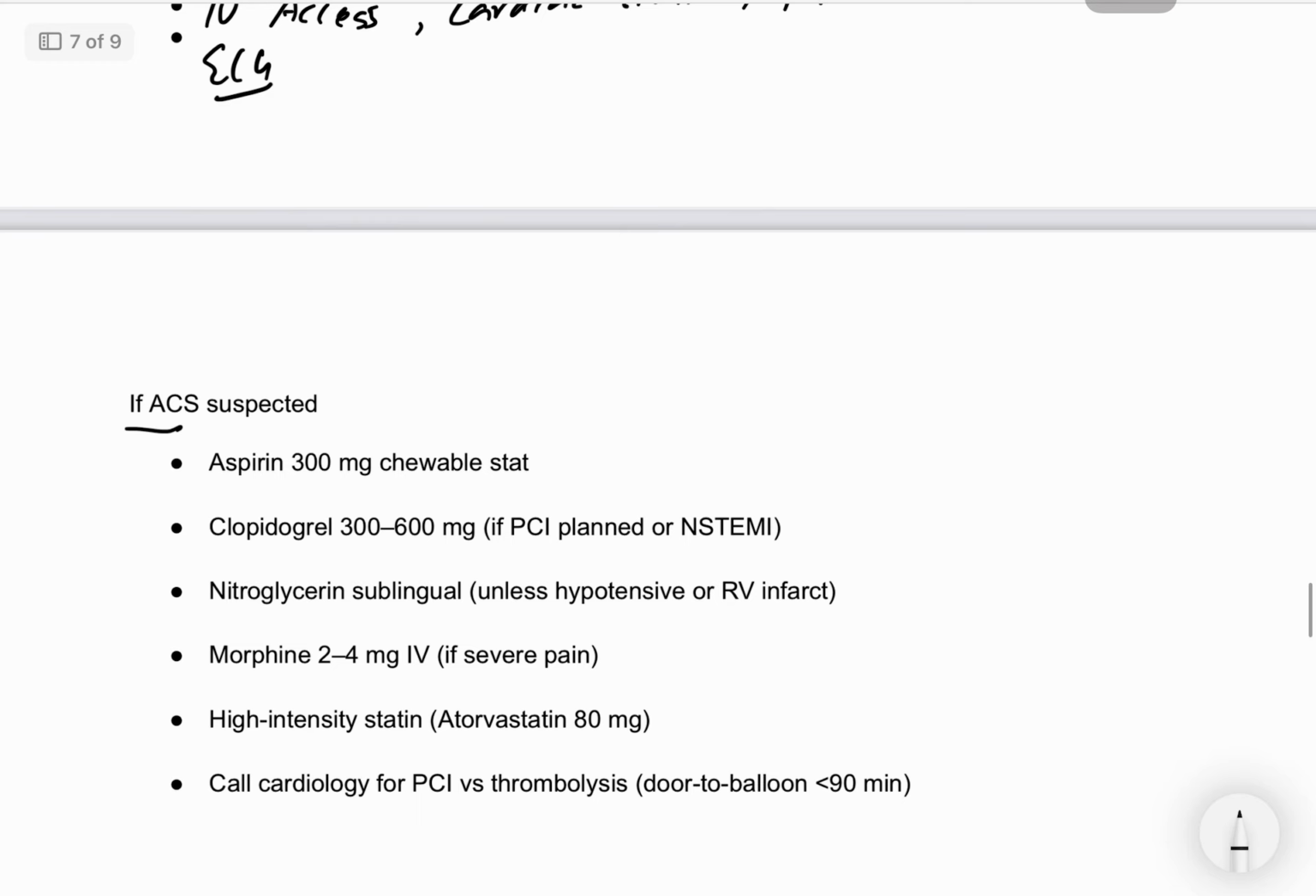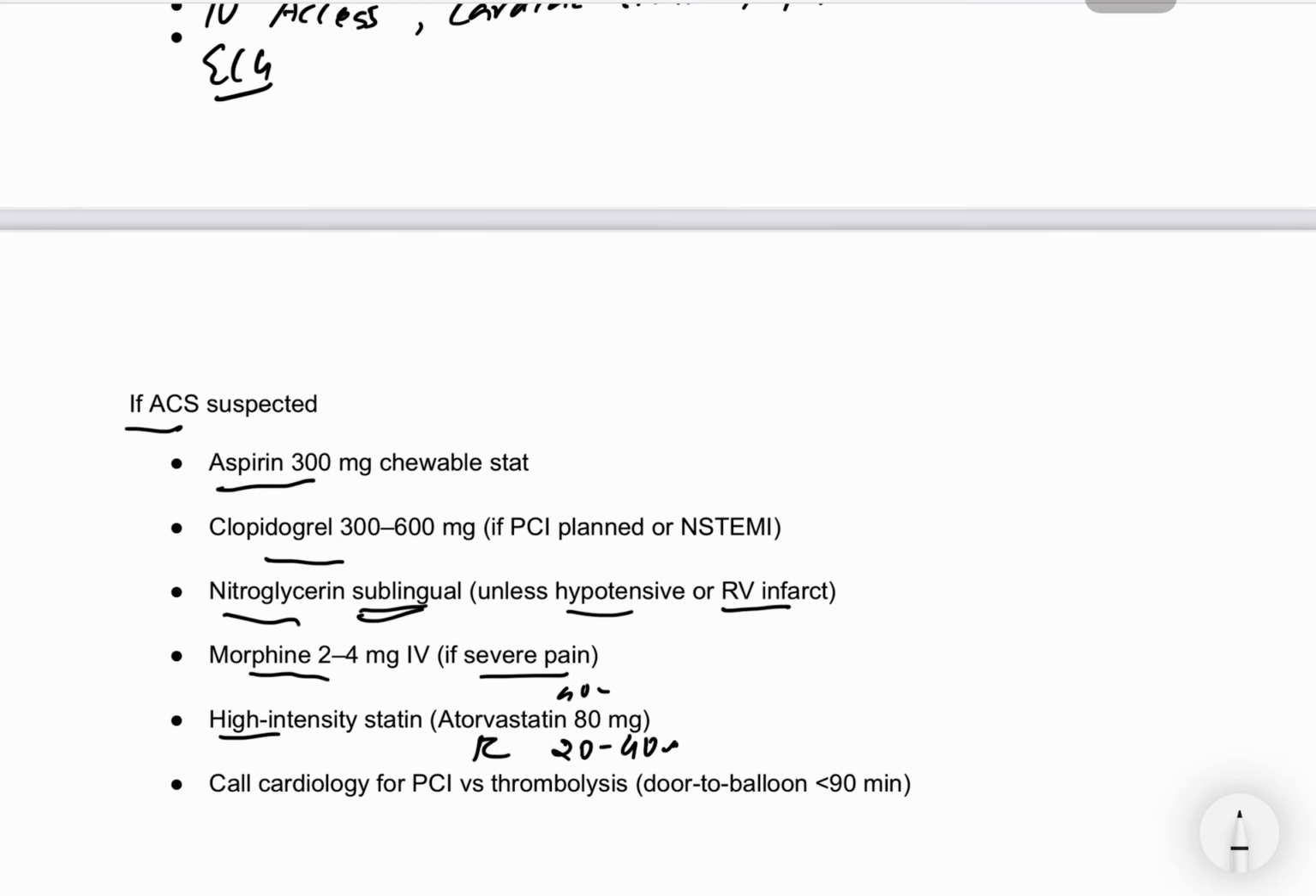And if ACS is suspected with history, examination, or lab findings, then immediately we have to give aspirin 300 mg, clopidogrel 300 mg. If there is pain and without hypotension or right ventricular infarct, if you do not suspect this, you can give nitroglycerin sublingual tablet. But if there is more pain, we can also give morphine. After that, a high intensity statin, atorvastatin 40 to 80 mg or rosuvastatin 20 to 40 mg.